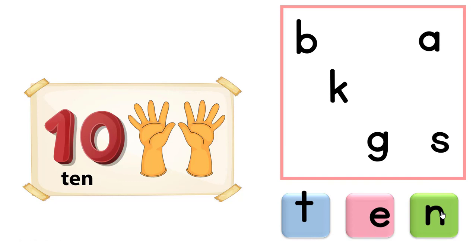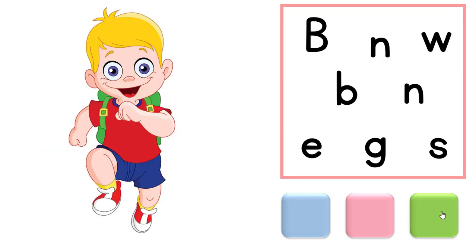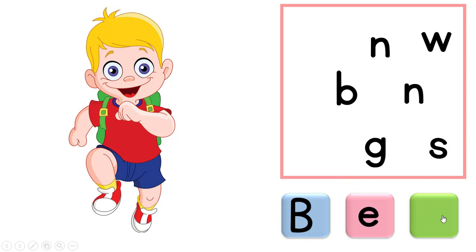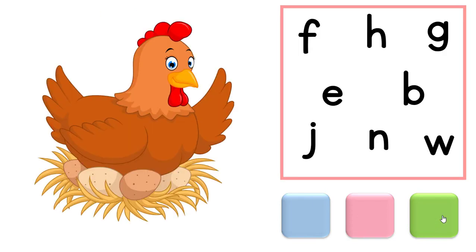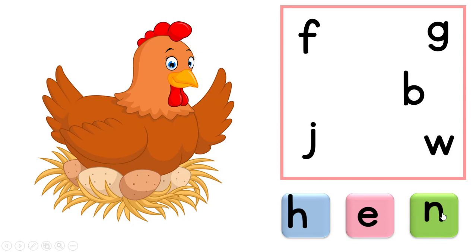Okay, now look at this word. Look at this picture. How to write Ben? B. Very good, class. And next one? E. Okay, the last one? N. Okay, great job. B and Ben. Great. All right, next one. How to write hen? H. And then? E. Very good. And the last one. N. Great. Very good. H and hen. Next one.